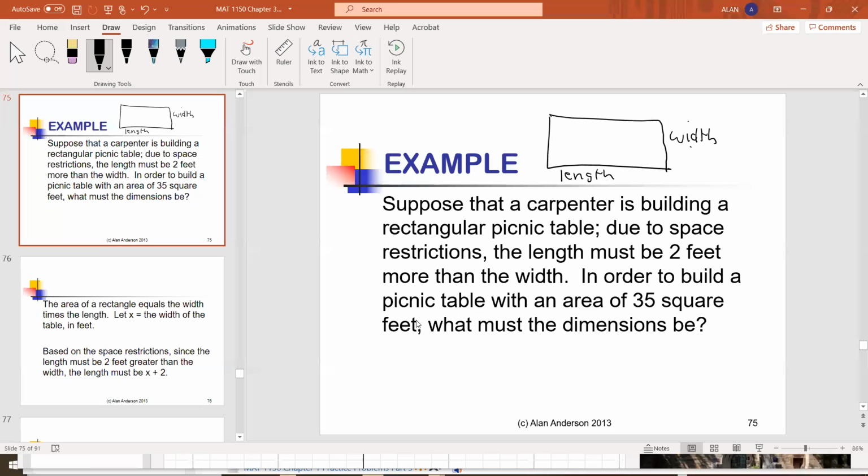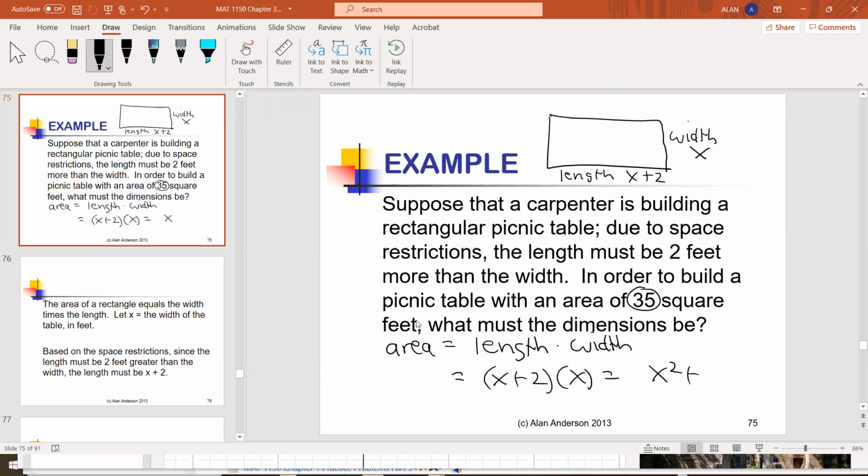So let's say that width is x, length is x plus 2, because the length is 2 more than the width, and we need to build a table whose area is 35 square feet. The area, as you recall, is the length times the width, which in this case would be x plus 2 times x, or x squared plus 2x. Now, this is required to equal 35.